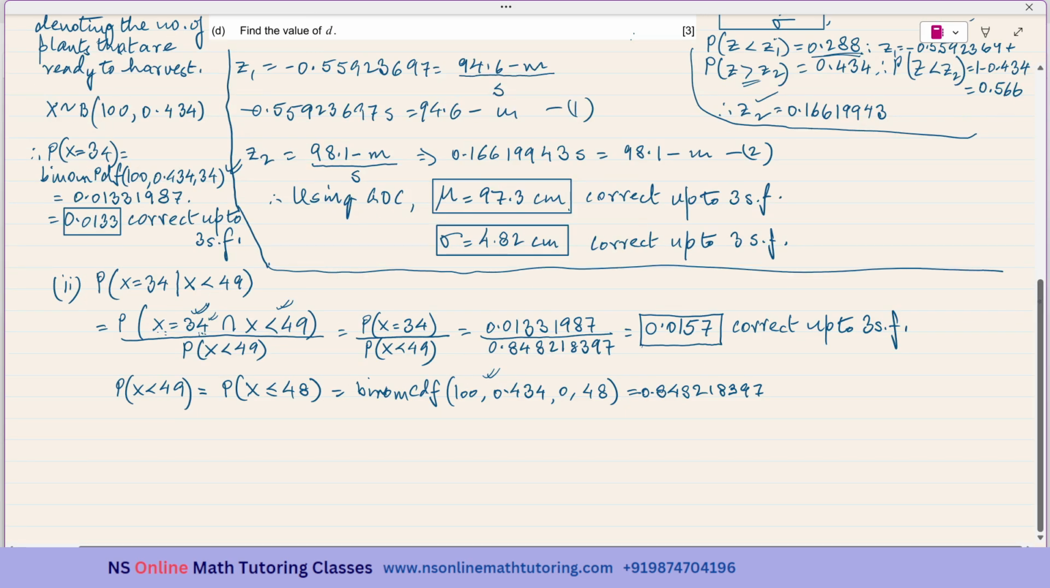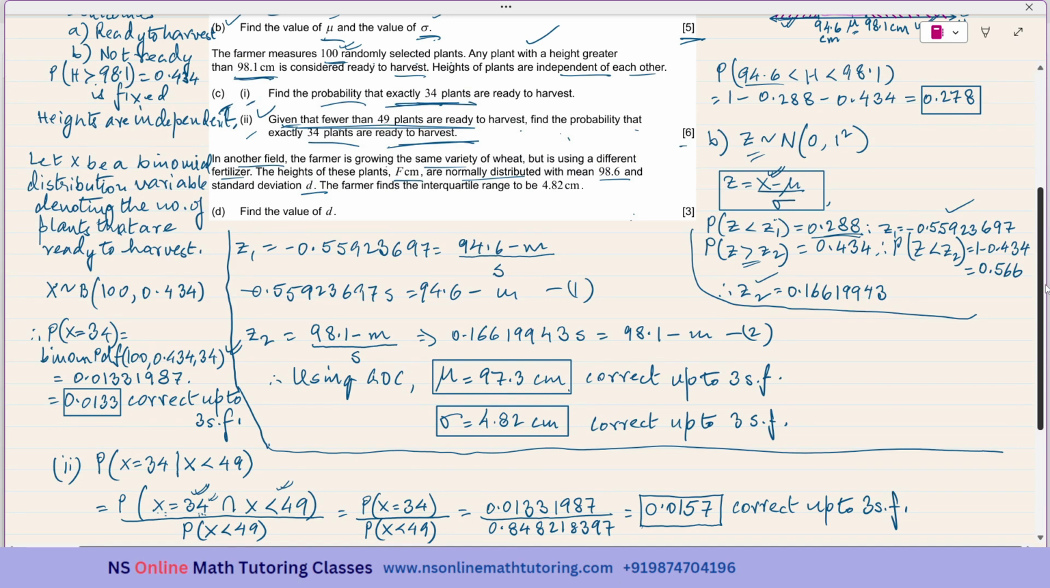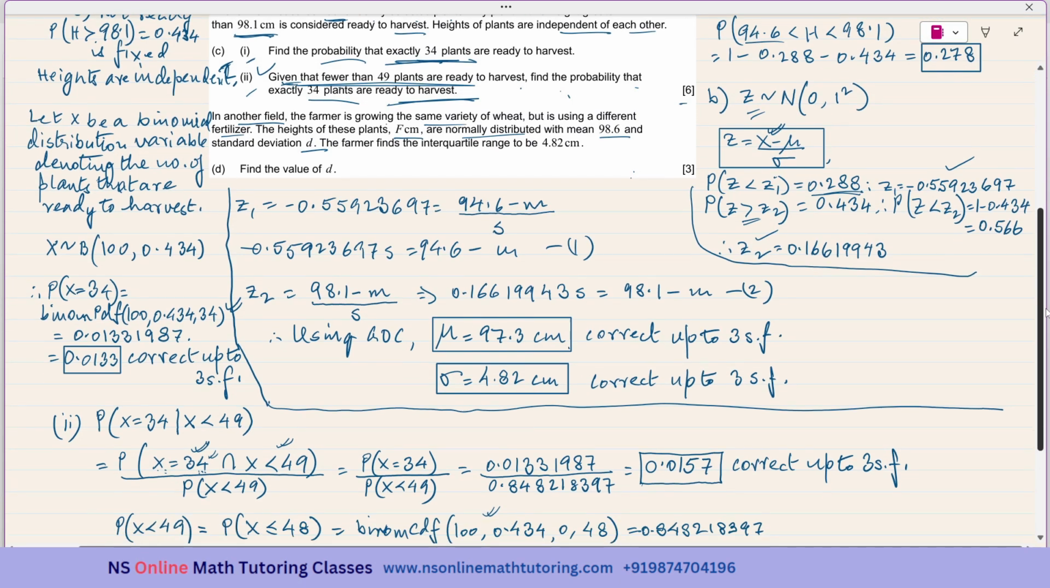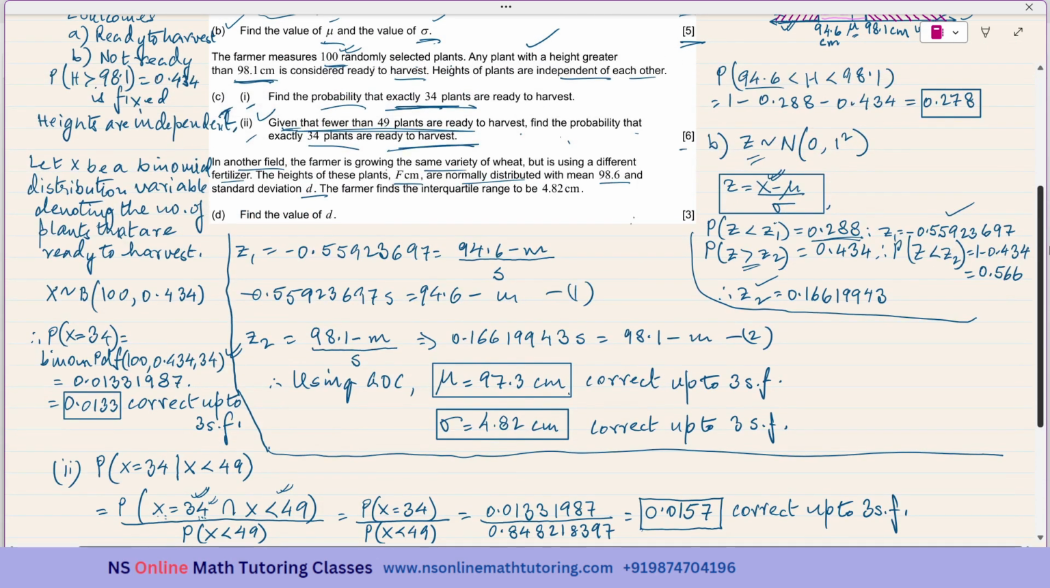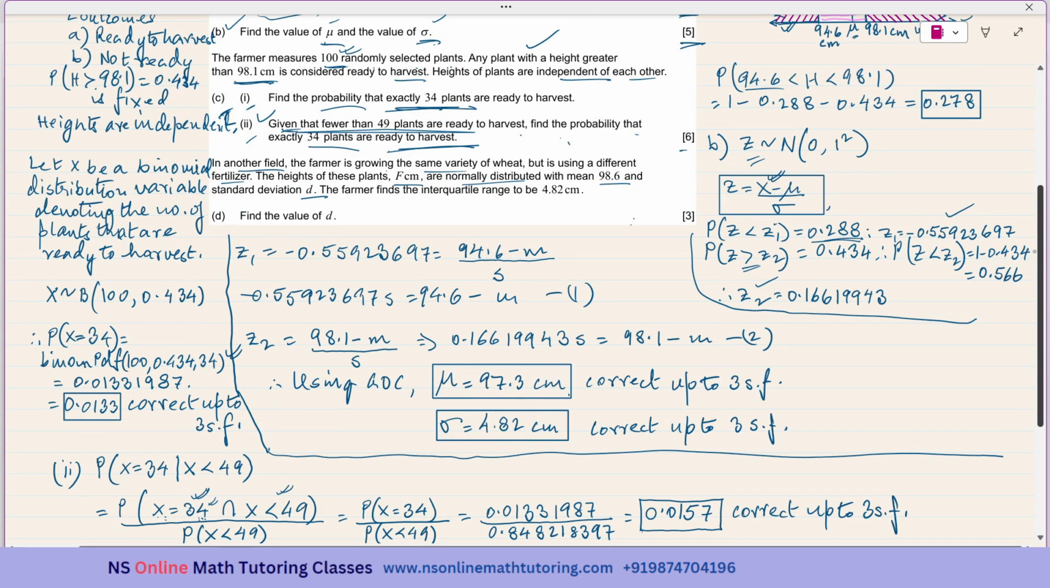Okay. So F centimeters is the height and it has a normal distribution. So it is 98.6 and D. And D squared is the variance. Okay. And the farmer finds the interquartile range to be equal to 4.82 centimeters. Suppose this question is: find the value of D. It carries 3 marks.